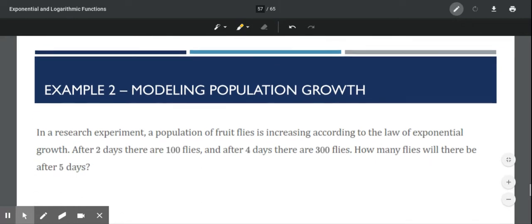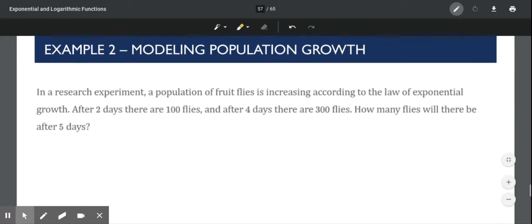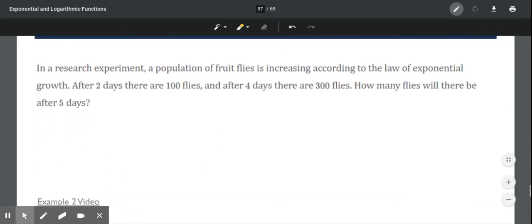For the next one, we are going to actually find our own exponential function, but we're going to be given 2 points. The first one, we're talking about fruit flies increasing according to the law of exponential growth. So after 2 days, there are 100 flies. We could think about that 2 days is like our x value, 100 is our y value. And after 4 days, there are 300 flies.